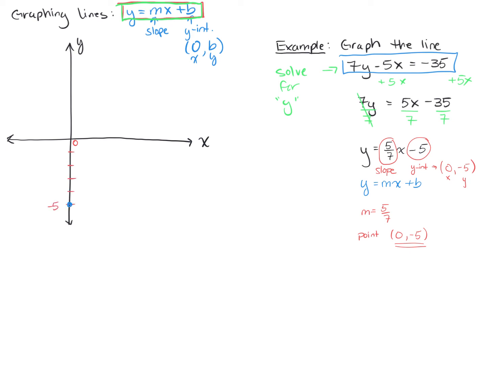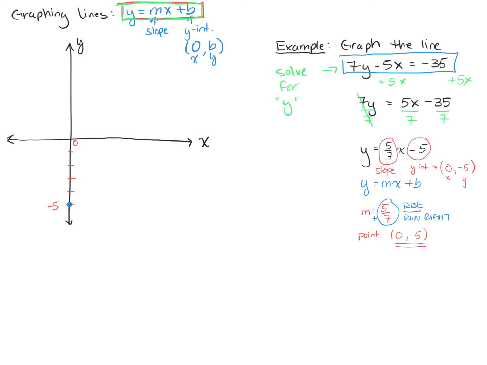That's the y-intercept. Now to get the second point, because you need 2 points to connect them to make a line, we're going to use the slope to help us find the second point. If we use the slope 5 over 7, that tells us to rise up 5 units and then run 7 units to the right. And I'm saying right because it's a positive number. If it was negative, I would run it to the left.